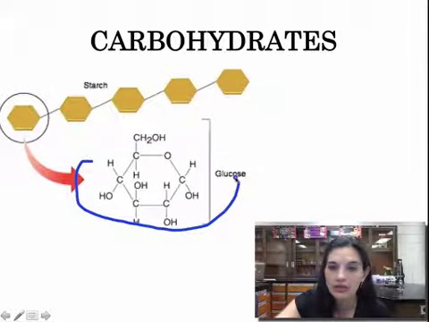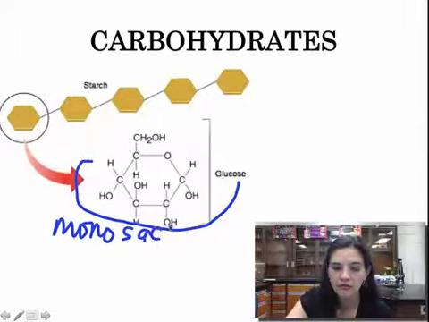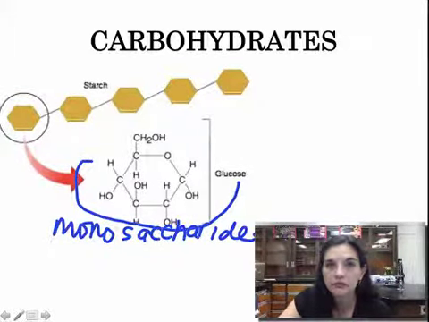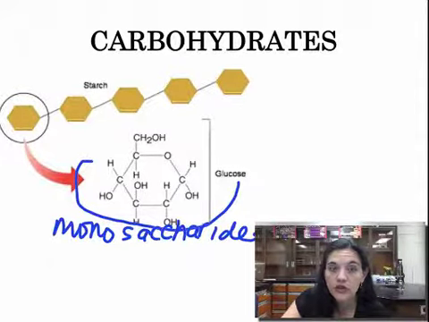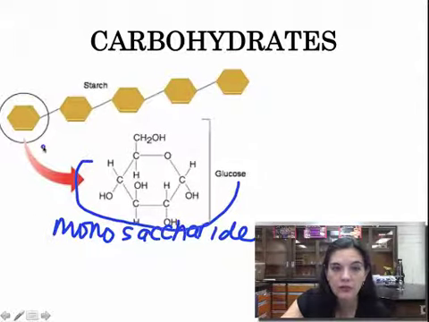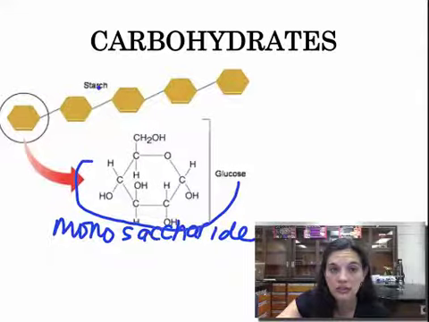So we can see the monomer of a carbohydrate here. This is a monosaccharide. Make sure you add that to your chart. Glucose is a monosaccharide. Now, if you combine many monosaccharides together, as they're showing you in this picture here, each of these is a monosaccharide, then you create a polysaccharide. So starch, in this picture, is an example of a polysaccharide.